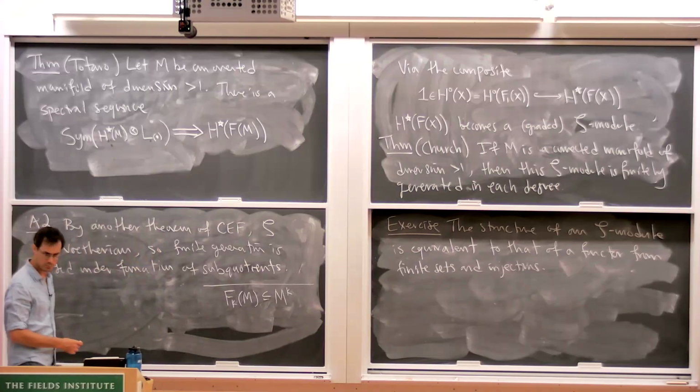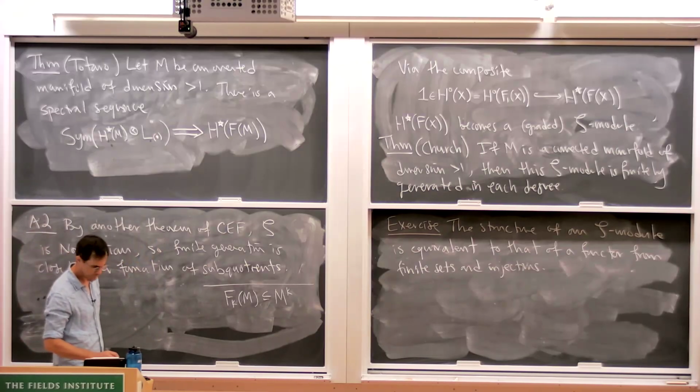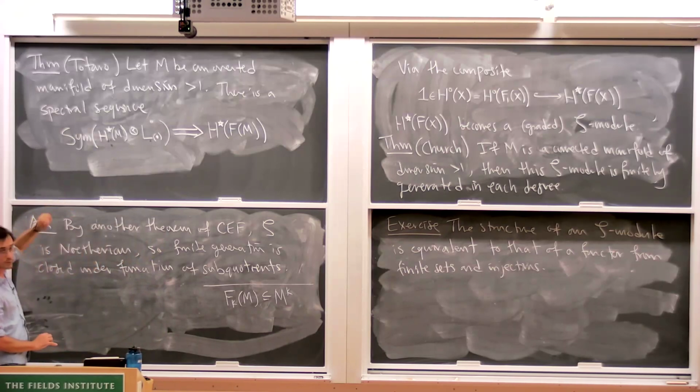Maybe I will not write that and instead leave it at having been said out loud. Let me give just 2 more comments. Totaro tells you more than just the form of the E2 page. He tells you the form of the first non-zero differential in terms of the cup product in cohomology of the manifold. There are higher differentials in general.